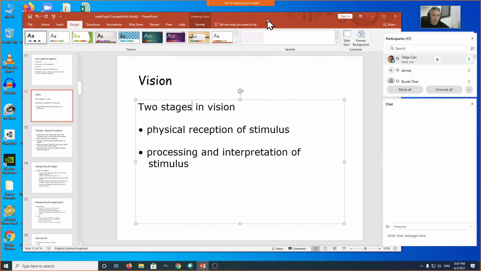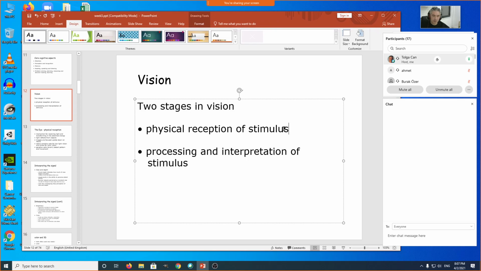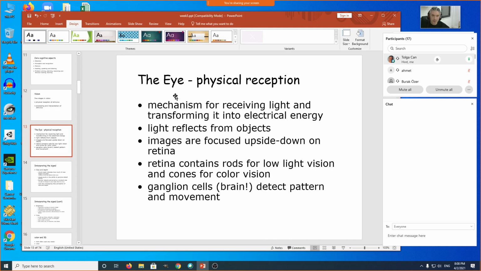There are two stages in vision. The first is the physical reception of the stimulus, which is our sensory channel, like our cache. The photons are captured in the retina and then sent to the brain. It's processed then, and the interpretation of these photons, these visual stimuli, is in the brain. Most of it is in the brain. So the physical reception occurs in the eye. It has a mechanism for receiving light and transforming it into chemical, or you may call it electrical, energy.